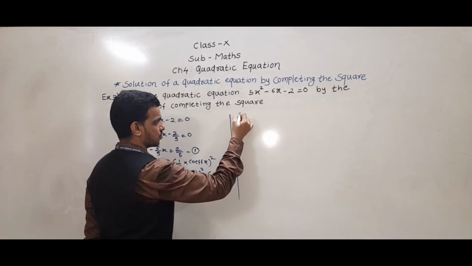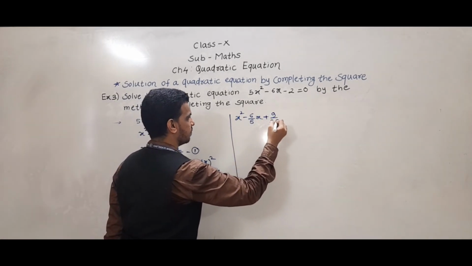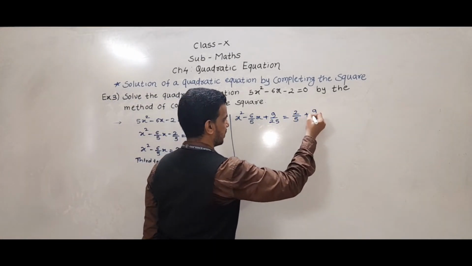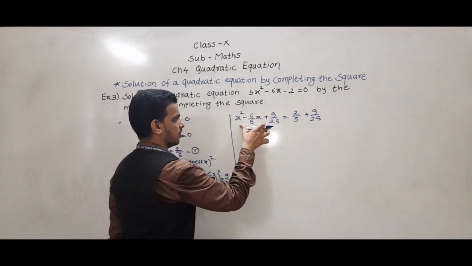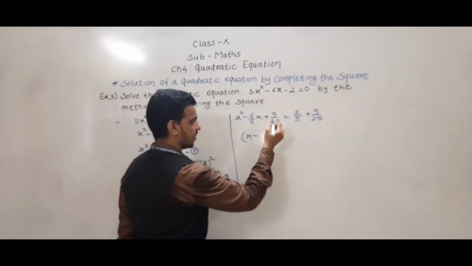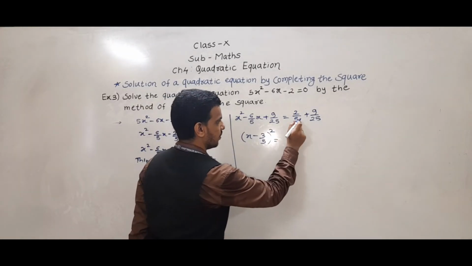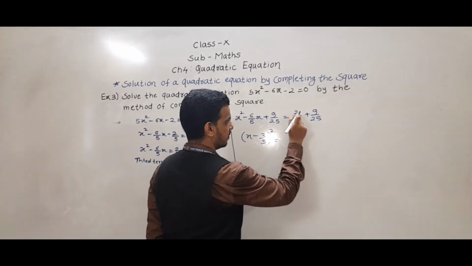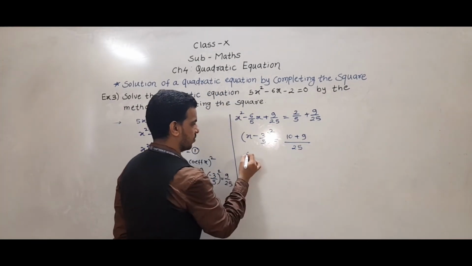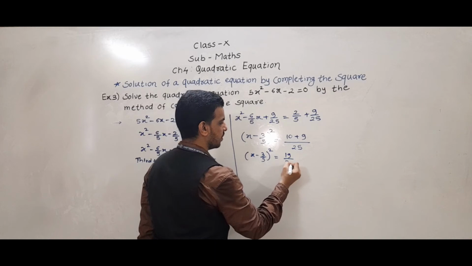So we will get the equation x square minus 6 by 5x plus 9 by 25 is equal to 2 by 5 plus 9 by 25. Okay, now the LHS we have to make a perfect square. So x minus 3 by 5 whole square, since 9 by 25 is the square of 3 by 5. So x minus 3 by 5 squared is equal to, if we make the same denominator, we multiply by 5. So 5 twos are 10, plus 9, divided by 25. So x minus 3 by 5 squared is equal to 19 by 25.